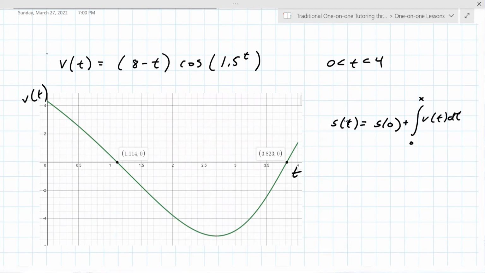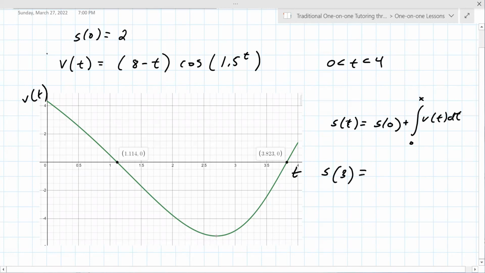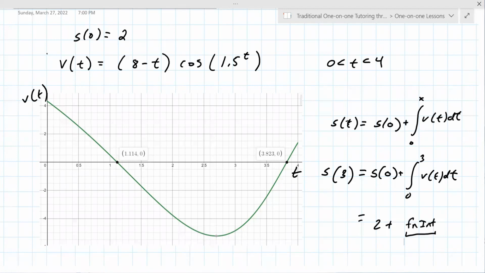So to answer this question, let's just say I told you somewhere that the initial position is 2, okay, and then I want s of 3. So s of 3 would be s of 0 plus the integral from 0 to 3, and then this v of t function dt. So in short, it's 2 plus, and then you want to use that math 9, that fnInt, for this function here. So will you give that a try, please? And I'll do it as well, and we'll see what we come up with.